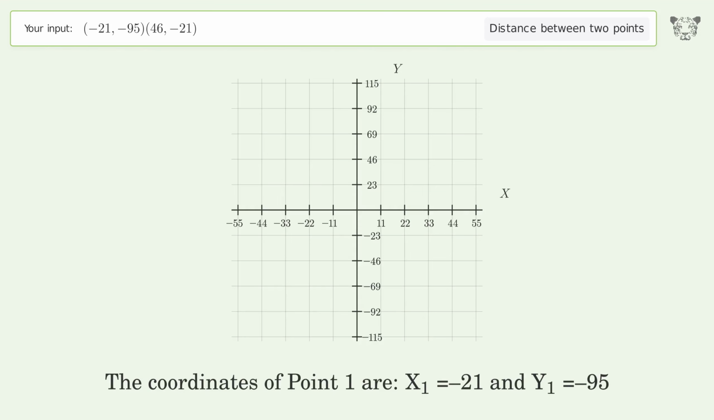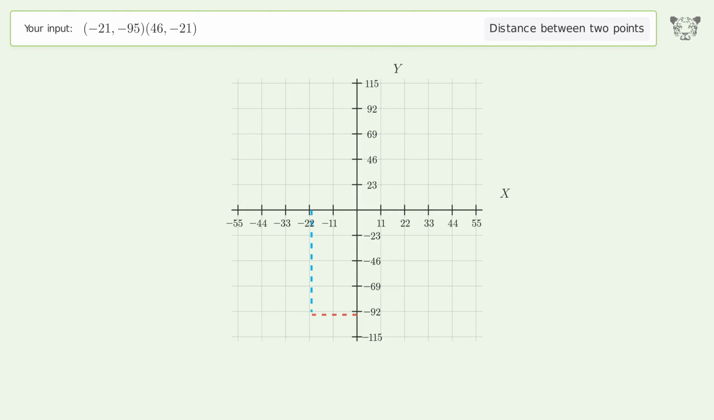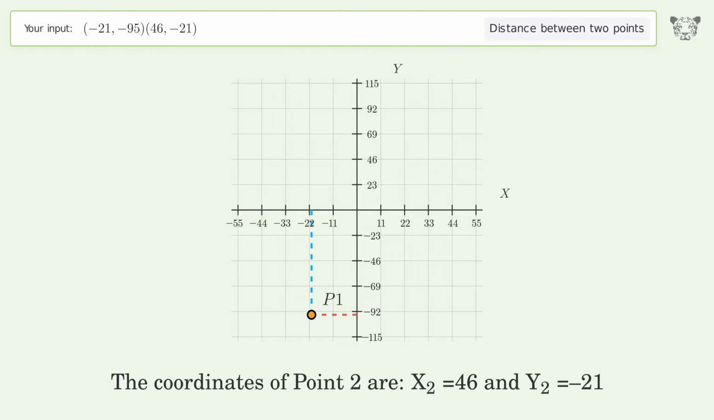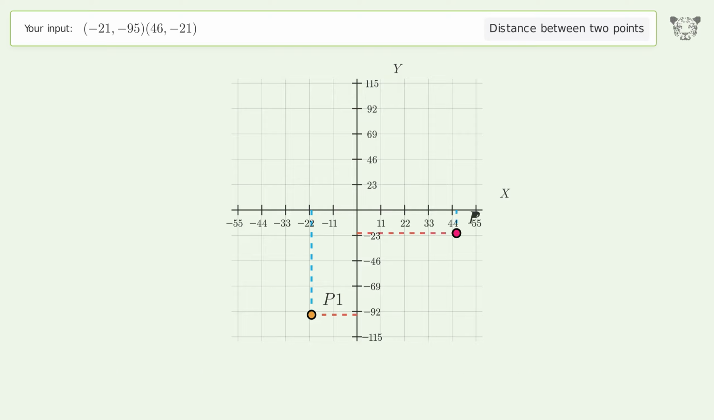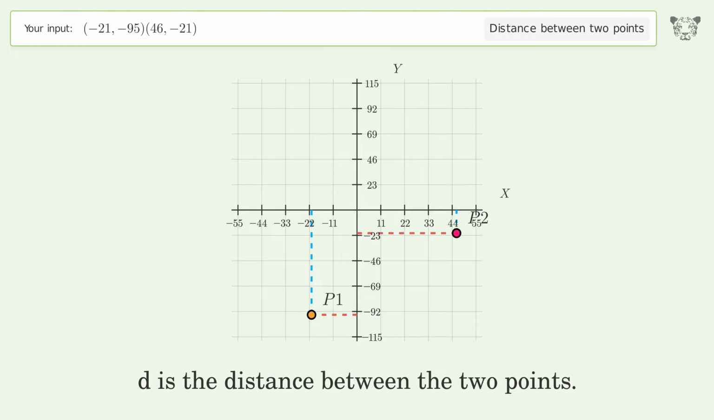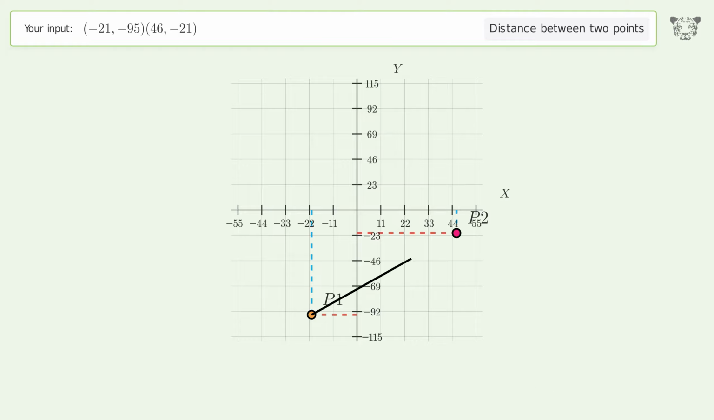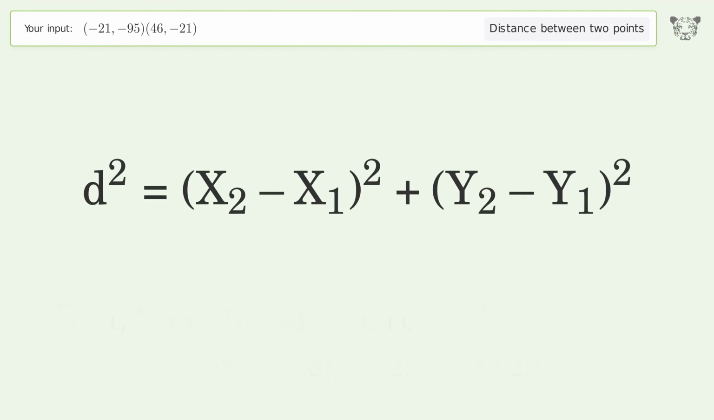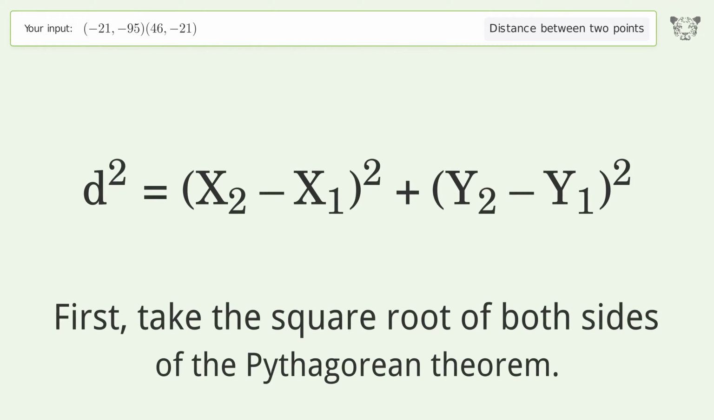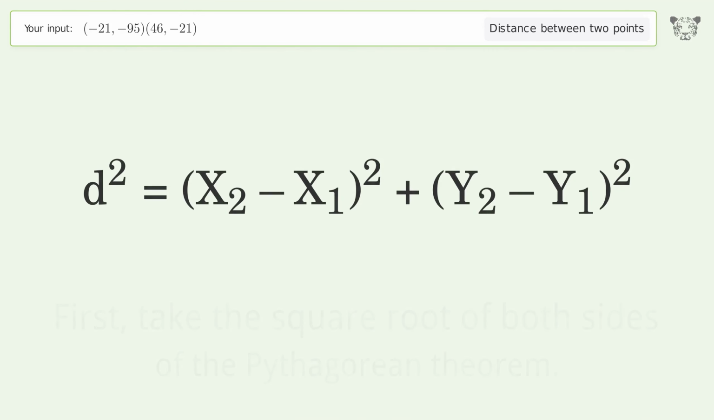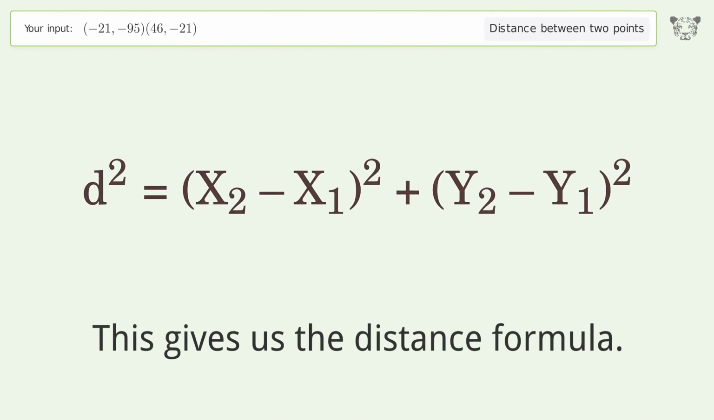The coordinates of point 1 are x1 equals -21 and y1 equals -95. The coordinates of point 2 are x2 equals 46 and y2 equals -21. D is the distance between the 2 points. First, take the square root of both sides of the Pythagorean theorem. This gives us the distance formula.